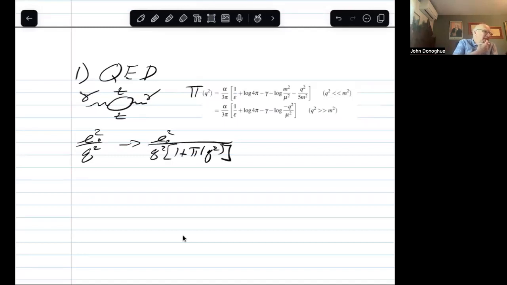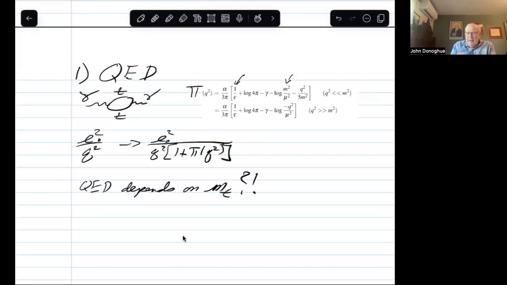But there are some features associated with it. Everyone focuses on the divergence, which is of course there, and we know that gets renormalized away. What is actually more interesting and perhaps more disturbing is the log m squared. That's the mass of, in this case, the top quark. And so in the process of renormalization, it sort of looks like QED depends on the top quark mass. And in practice, that's true.